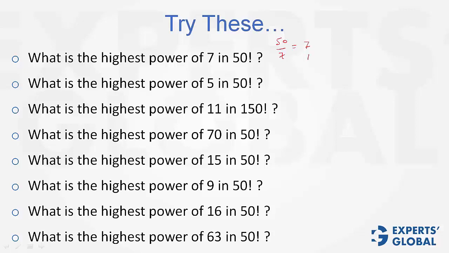Next, 7 divided by 7 is 1 more. Overall, 7 plus 1. The answer is 8.